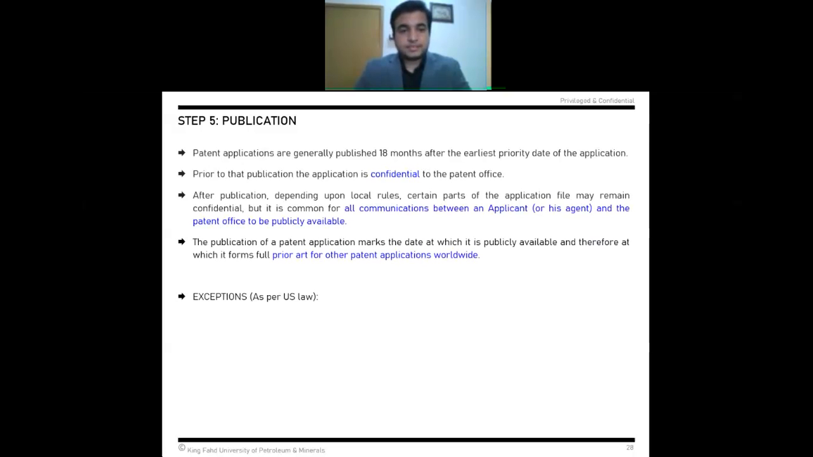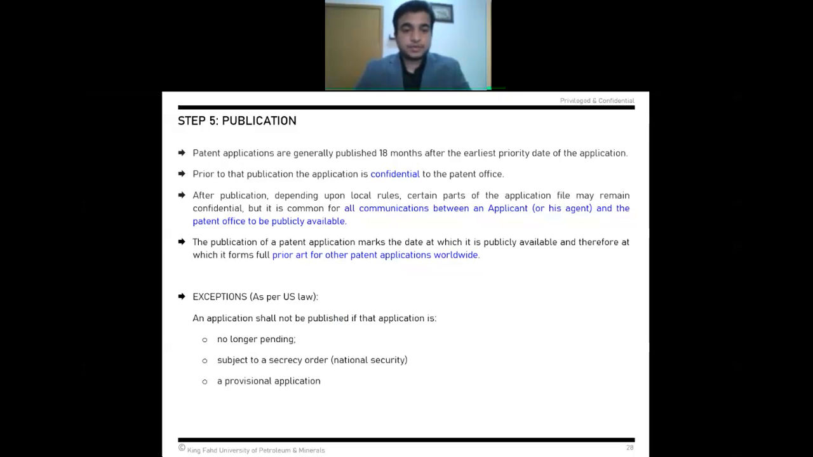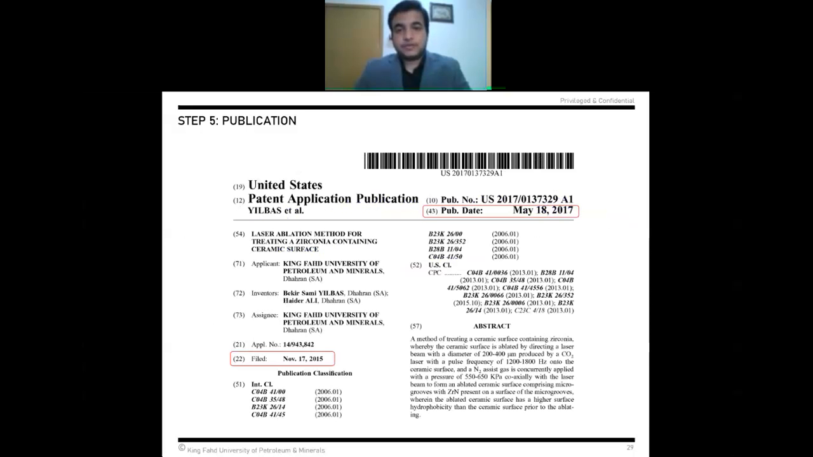But there are some exceptions to this publication. If the patent application is a matter of national security, then it's not published, or the publication is delayed, or if it's a provisional application, or if it's a design patent, it's not published. And this is an example of a US patent application. On the left, you will see the date of filing, and on the right, you will see the date of publication, which will be 18 months from the date of filing.